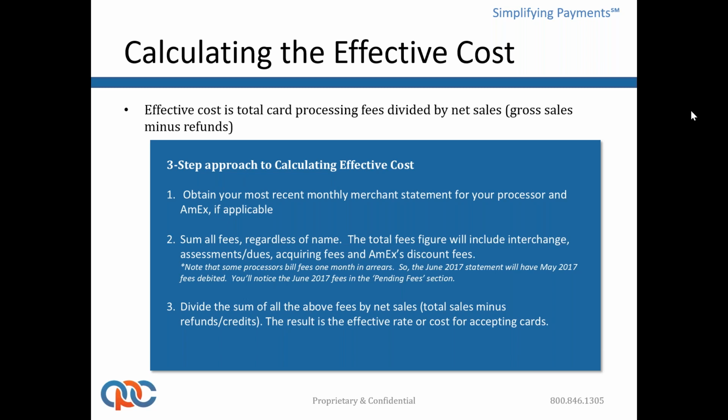Now, if you have the data labeled correctly, what's interchange, what's assessments and dues, what's acquiring fees, you can take that 2.13 and you can break it down further into the three individual components.